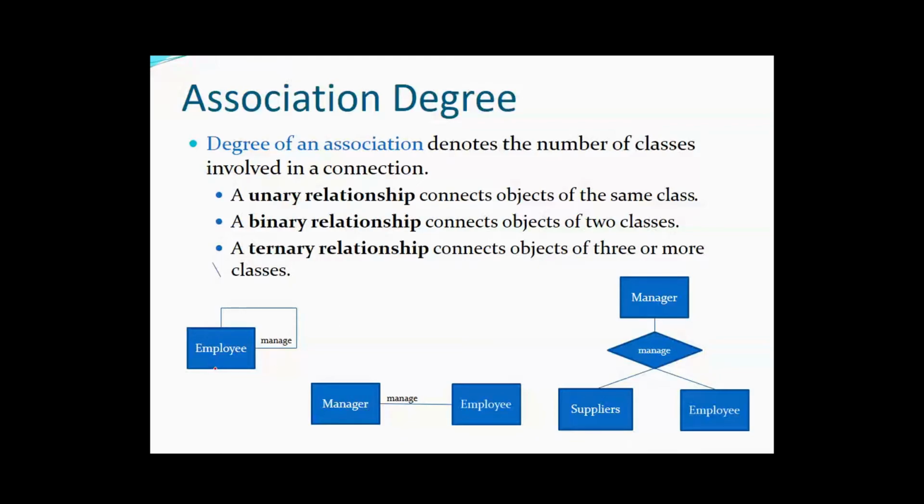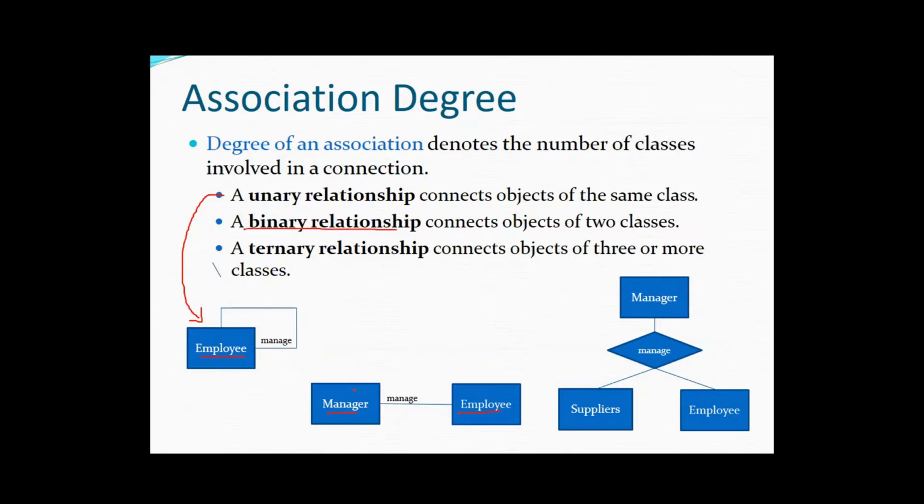So we can have an association that contains only one class. For example, we have an employee class. The managers are employees in the company. So we build a relationship from this class to the same class, and we say there is a manager in between the employees, who manages the employees. So we call this a unary relationship. Why do we call it a unary relationship? Because there's one class in the relationship. We have manager and we have employee.